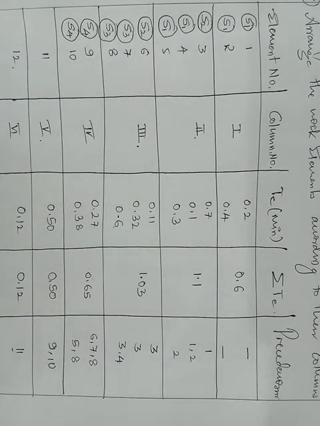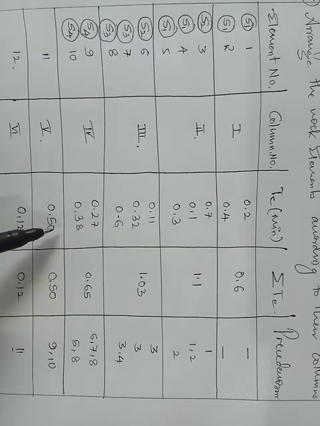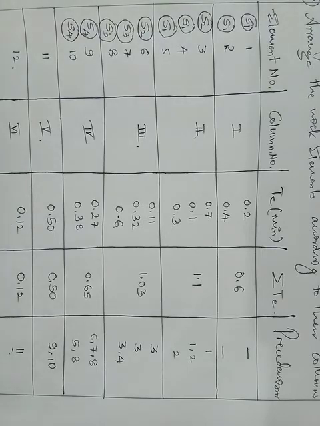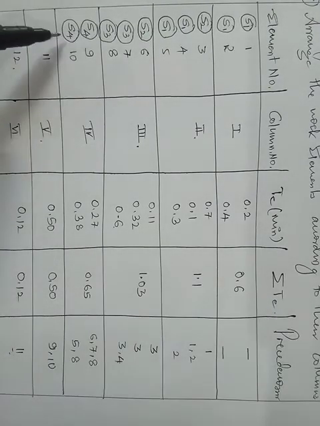Now 0.35 is still remaining. You just check if you have anything less than 0.35. Yes, I have 0.12, but even now I cannot allot this to station 4. Reason: here precedence 11 should be completed in order to allot 12. So 11 is unallocated, so you cannot allot 12 before allotting 11. So that's it. S4 is over.